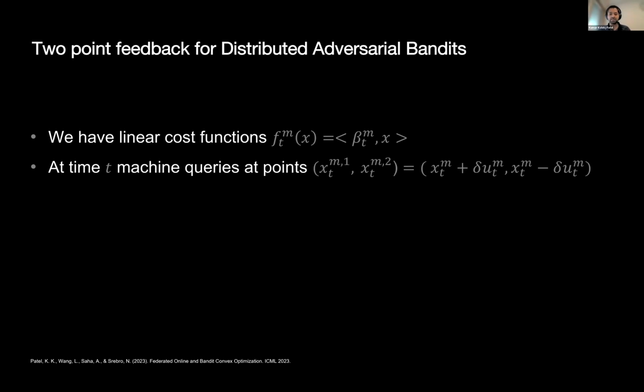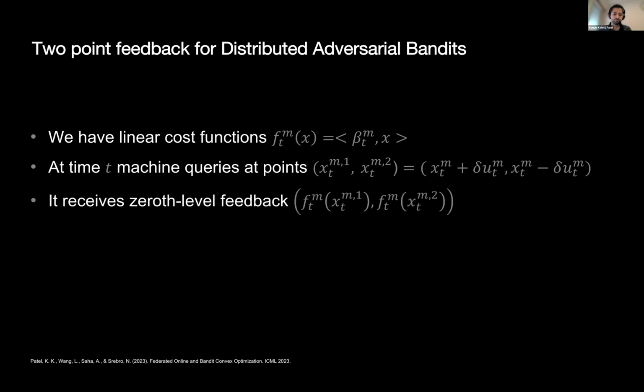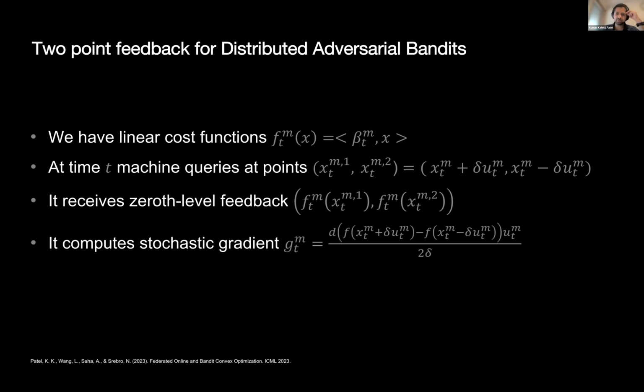The machine queries its oracle, whatever bandit feedback it wants, on 2 points, x_t^m plus delta u_t^m and x_t^m minus delta u_t^m. So same notation as previously. Then it receives the zeroth order feedback, which is the function value at these points, and it computes the stochastic gradient estimator much the same way as we did before. But now is where the difference arises. In the serial setting, you just make an update with the stochastic gradient estimator with some step size. But in a distributed setting, or specifically in the intermittent communication setting, the updates differ when you communicate versus when you do not communicate.